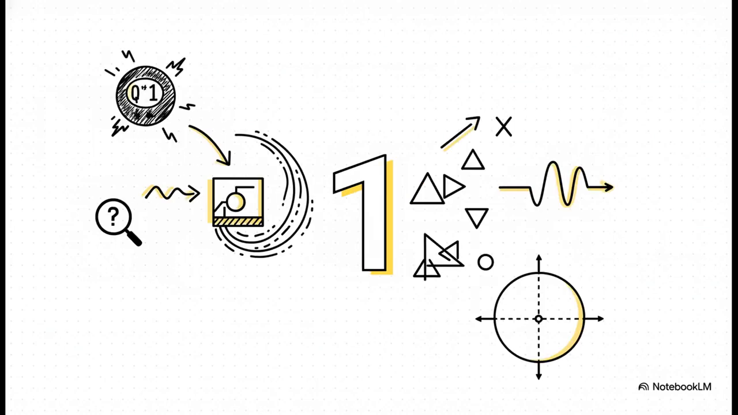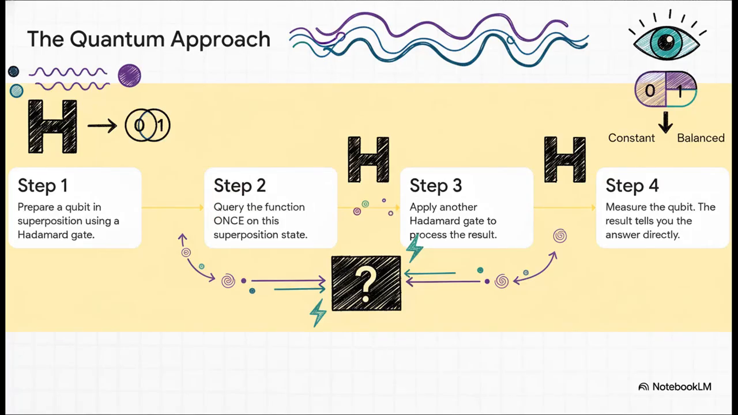But a quantum computer needs just one, a single query. That's it. It gets the answer in one shot. And that is the quantum advantage. And the reason it can do this is by using all the math, superposition, phase, all of it that we've just been talking about. So how on earth does that work?